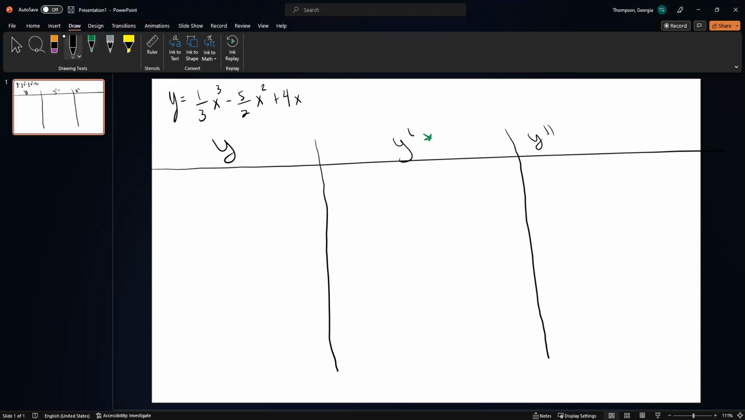Okay, so the first thing that I'm going to have to do is find the critical values. That means I'm going to find the first derivative, set it equal to 0, and solve. So let's do that here. I'm finding the first derivative of this function. Now I can cancel this 3 and 3 and the 2 and 2, and I have x squared minus 5x plus 4. I'm going to go ahead and factor that.